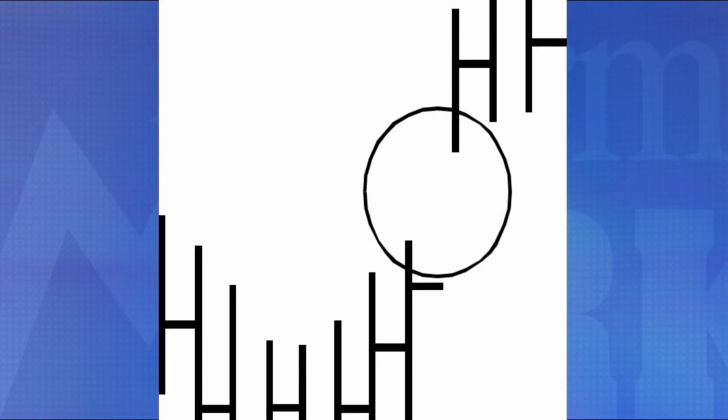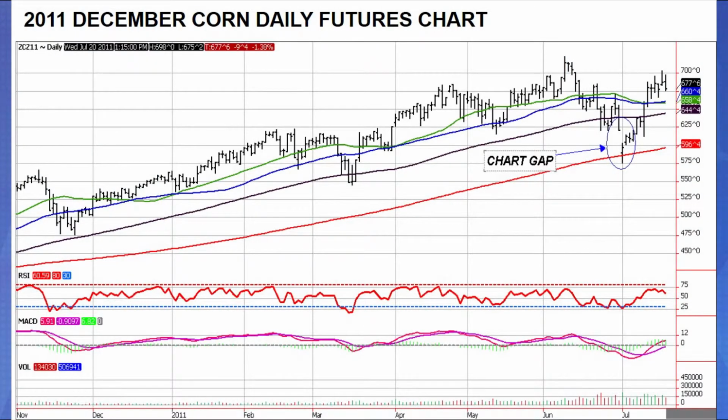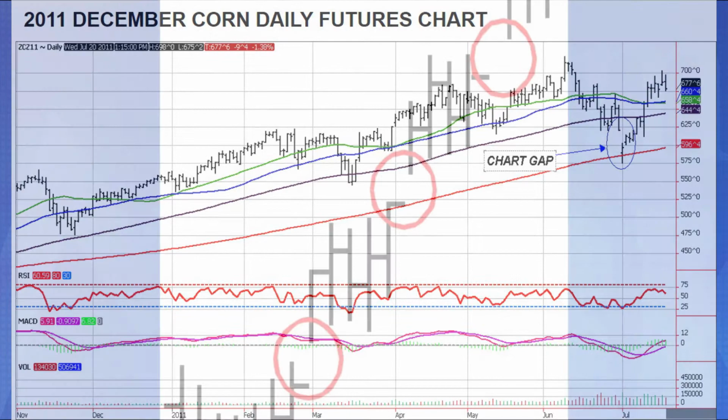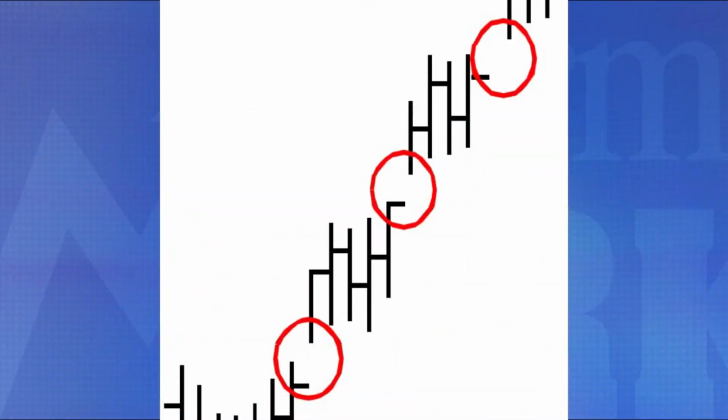So you can see in our diagram here, the gap occurs because the next day the market opens higher than the previous day's closing or high for that day. Here's an example with the 2011 December corn daily futures chart, and you can see clearly there's a gap there at the end of the chart where it moves lower, and then all of a sudden the market moves higher from there.